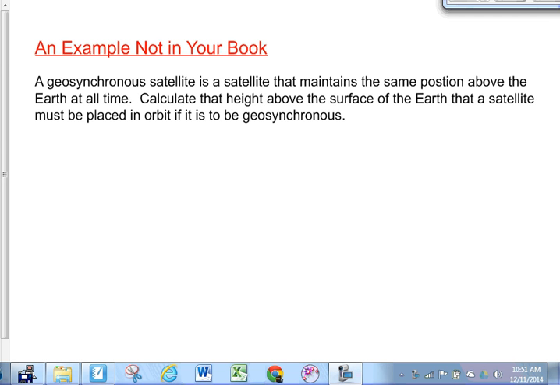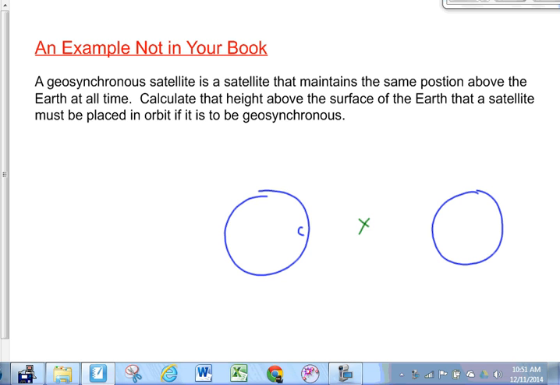Here's the Earth. Here's Calgary. Here's a satellite. 6 hours later, here's the Earth, but Calgary is right here. Where's the satellite? Right above Calgary. This satellite orbits around the Earth, but maintains the same position above the Earth all the time. Why? What would be the benefit of that? Why would we want to do that?